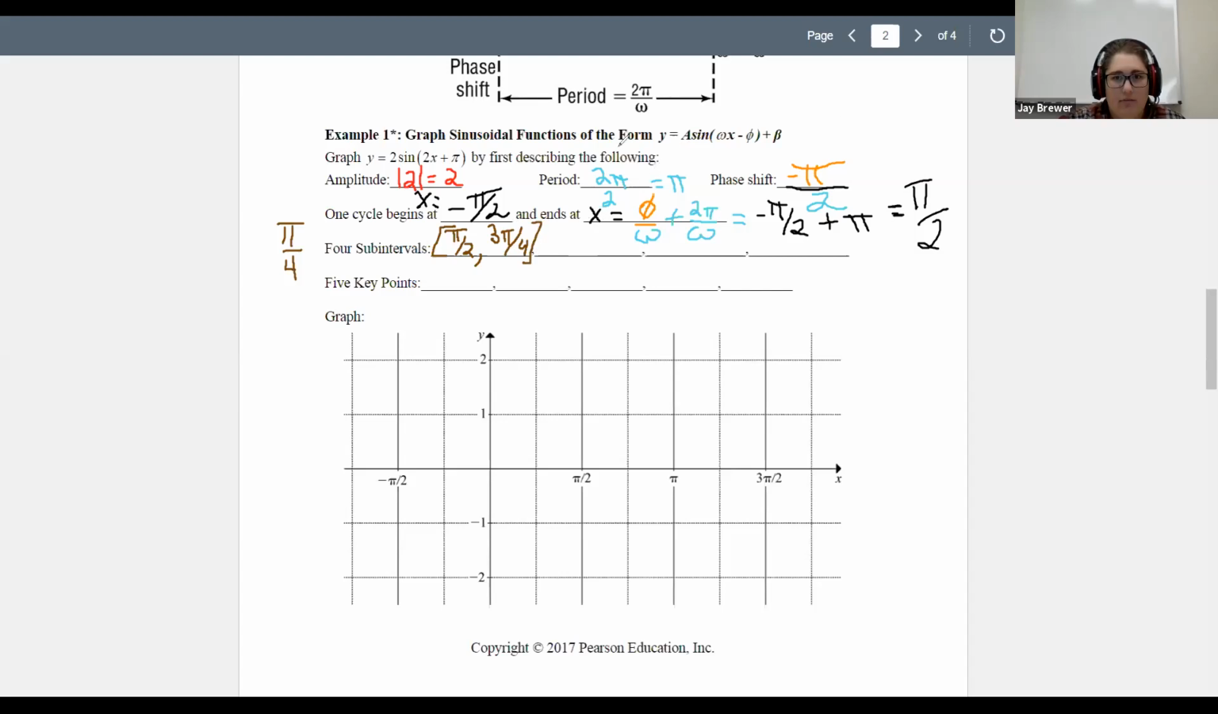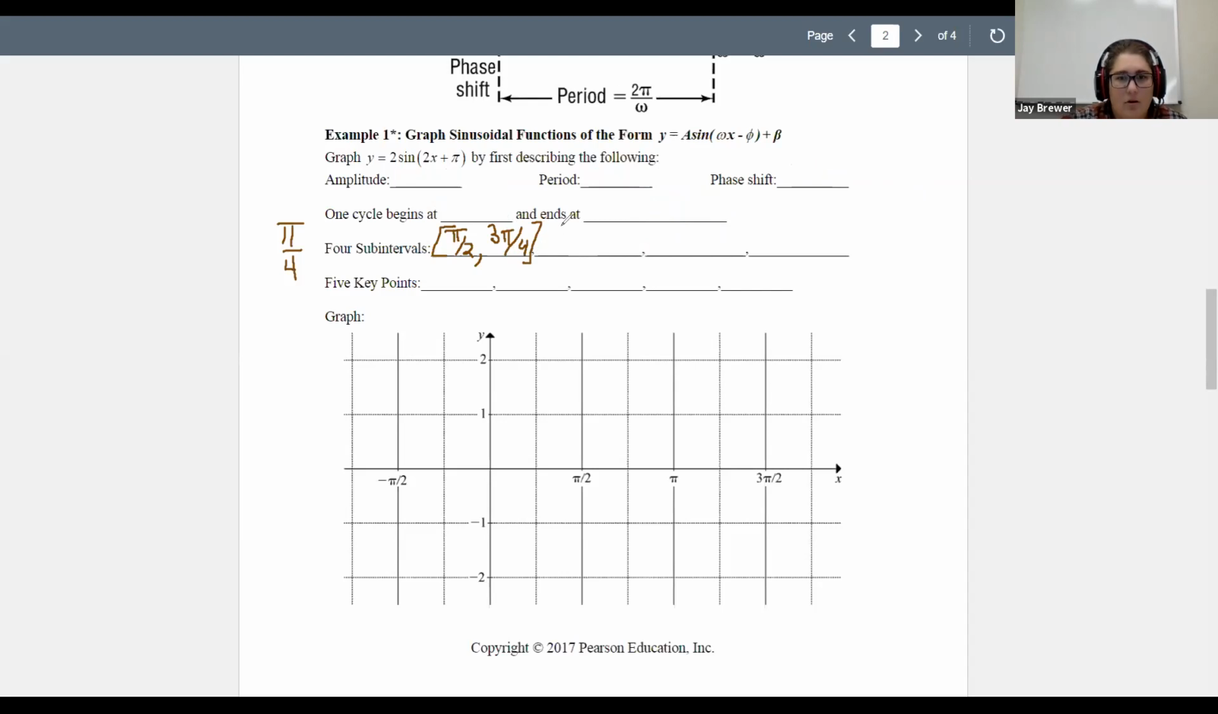Are you guys okay if I erase some of this so we have enough room? Yeah? Okay. I really hope some of you guys are paying attention because let me tell you, this stuff is not the most easy to figure out.